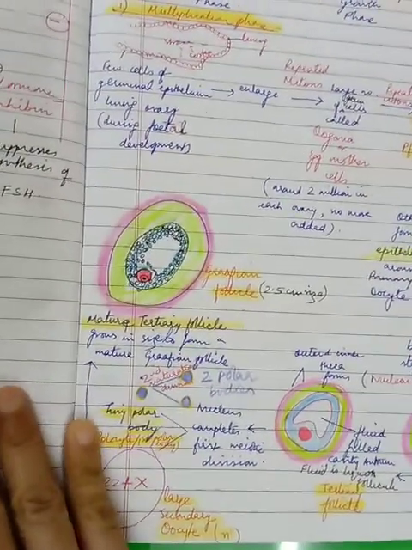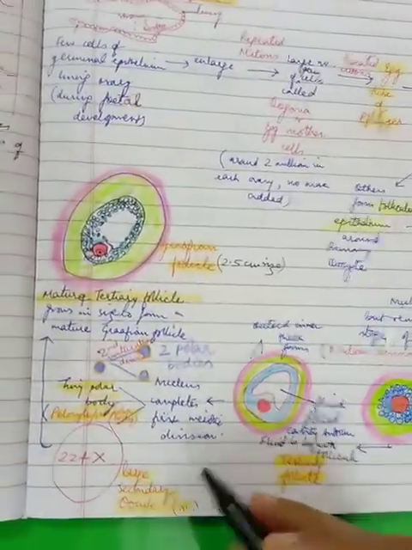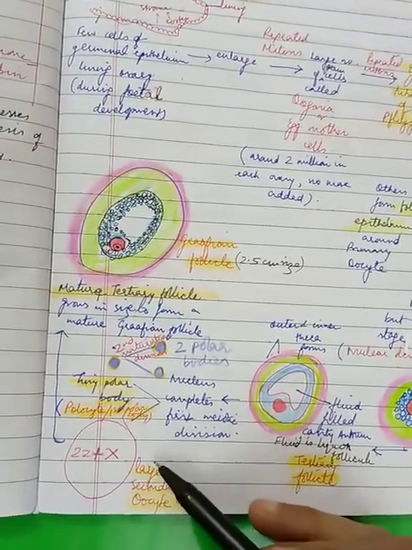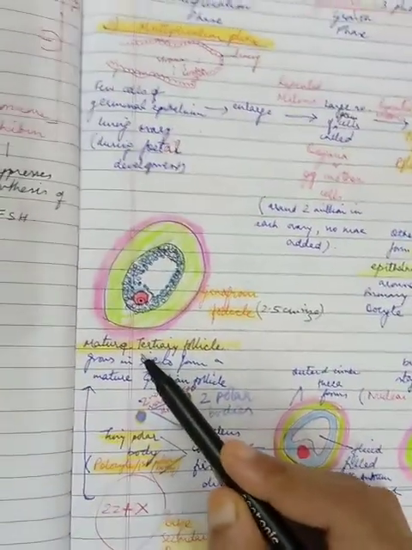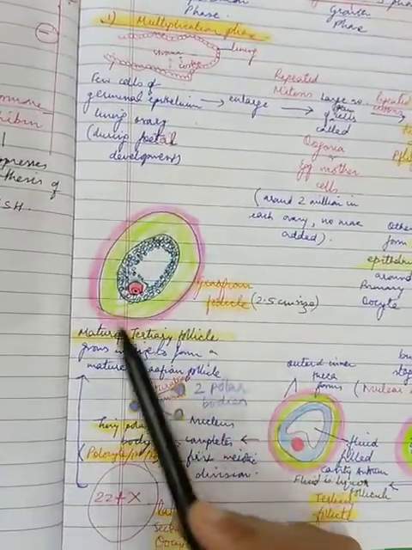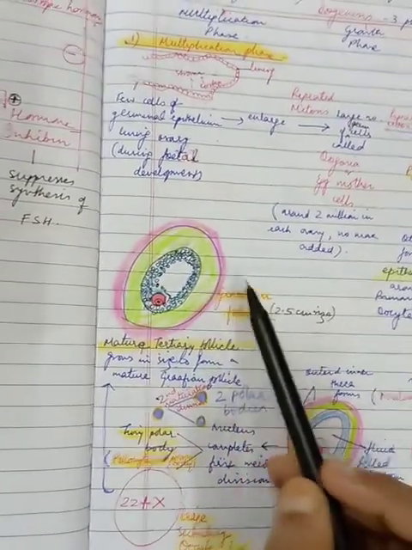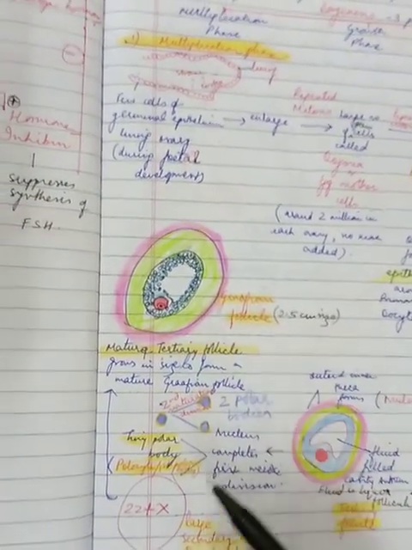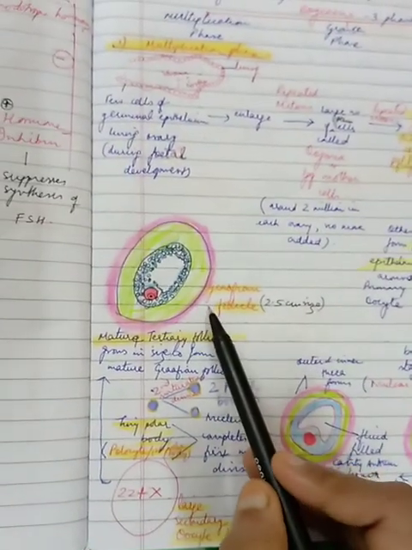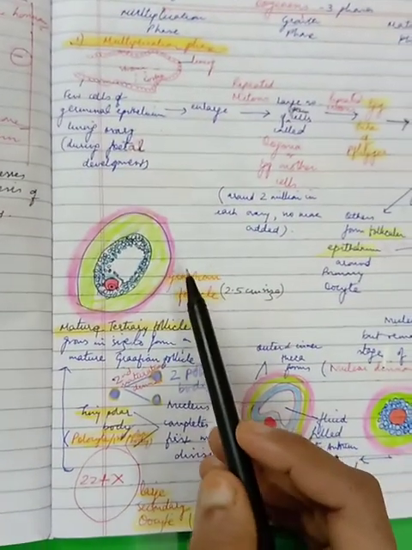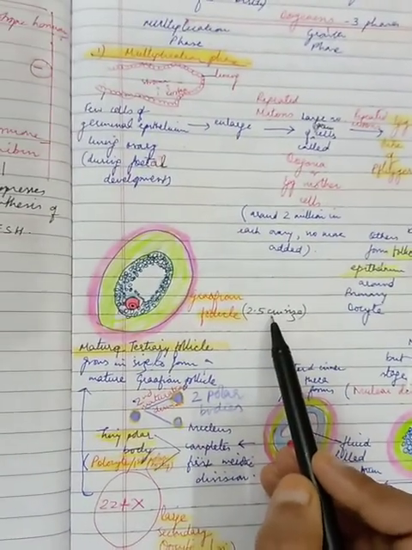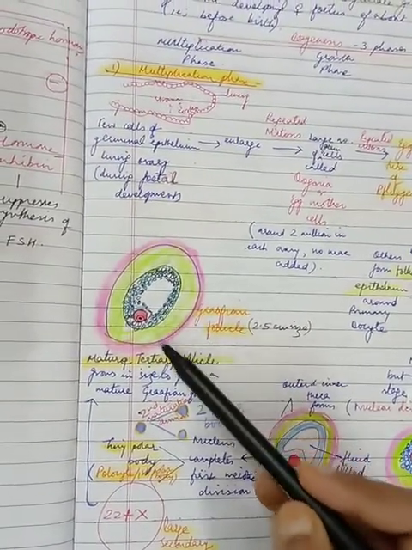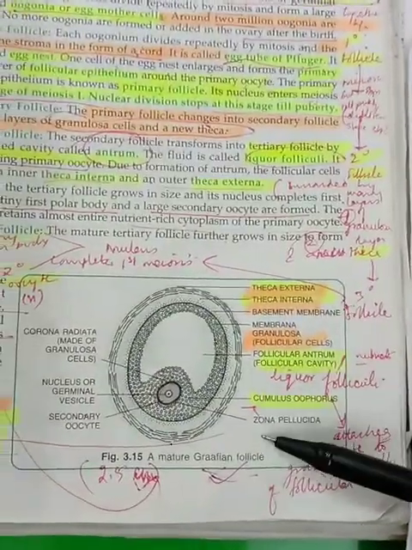Alright, now the secondary oocyte is haploid. It retains most of the nutrient-rich cytoplasm of the primary oocyte. And now the final development will be into a Graafian or mature follicle. What is a Graafian follicle? When the mammalian follicle is now mature or ready to release the ovum, it is called the Graafian follicle. The size is around 2.5 centimeters. Its walls are made up of several layers. You can see in the diagram here in your textbook, page 113, this is the mature follicle.